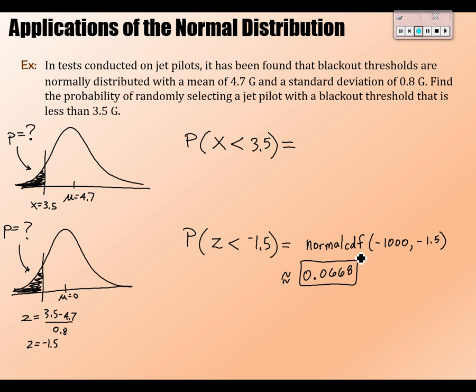Good. Don't tell your stat teachers, but you can also do this in one command without actually having to do any of this work down here, right? You can just type in normal CDF, negative 1,000, negative 1.5, and then 4.7, comma, 0.8. And in one command, that will give you this too. So try that too. Go ahead. Does it work? Did anyone try that?